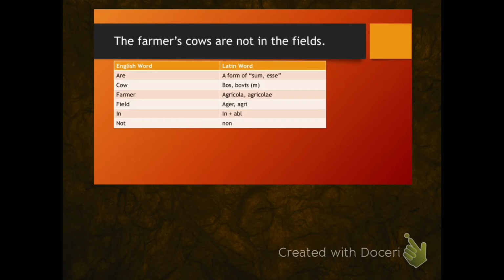The farmer's cows are not in the fields. We're going to work with this sentence again like we did the previous one. I'm going to give you some hints, and then I want you to choose a correct answer.